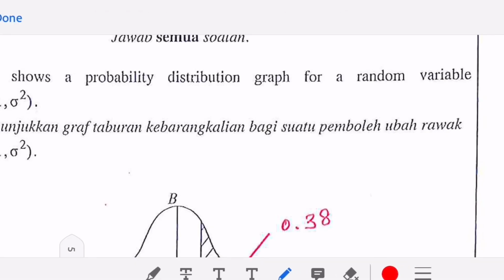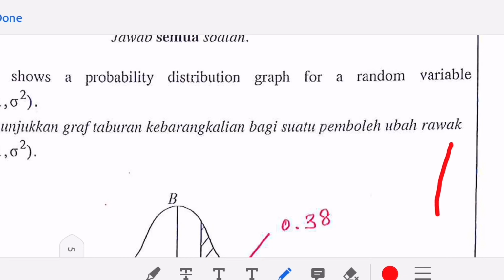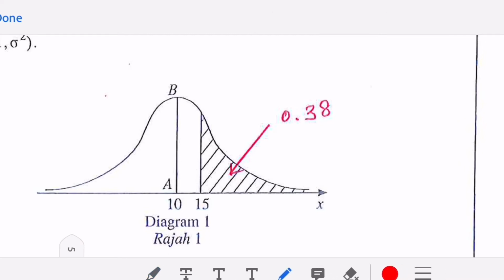So the answer is double of 0.12, which is 0.24. Okay, are you clear? If still not clear, then I will try to use a color to make sure you really understand. The area for one whole bell shape is 1, because the area of the whole bell represents the sample space. So the probability for the sample space as a whole is 1. For half of the bell, it is 0.5.